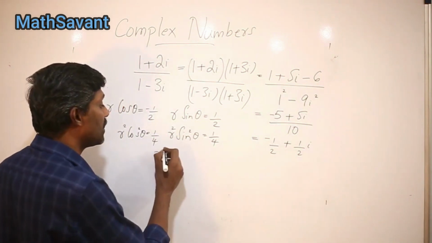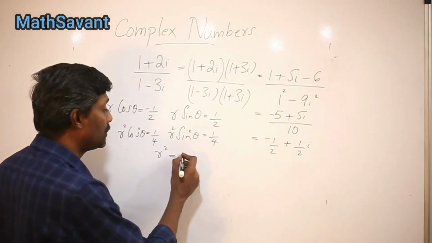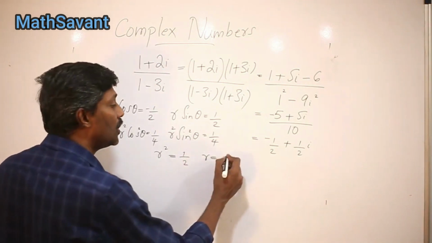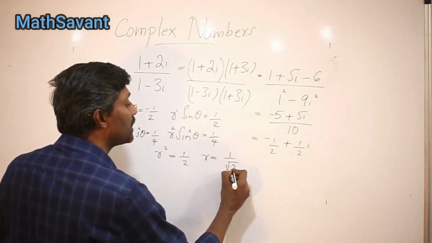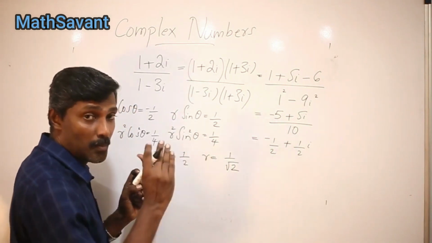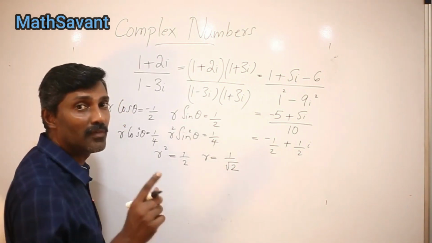So in short, we get r square is equal to 1 by 4 plus 1 by 4, which is 1 by 2. Or we get r is equal to square root of 1 by 2, which is plus 1 by root 2. We don't take the negative term because r is always positive. It is the length, it is the modulus, it's always positive. We got the r, now we need to find the theta, right?